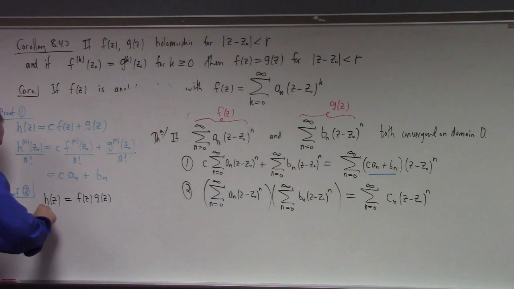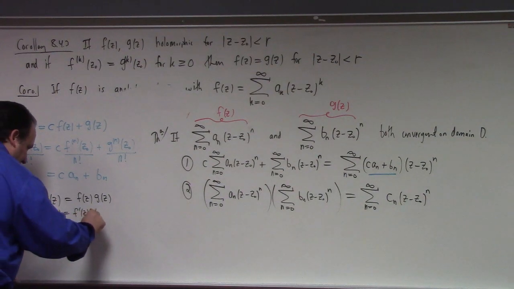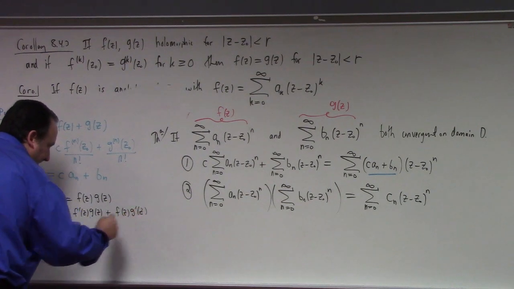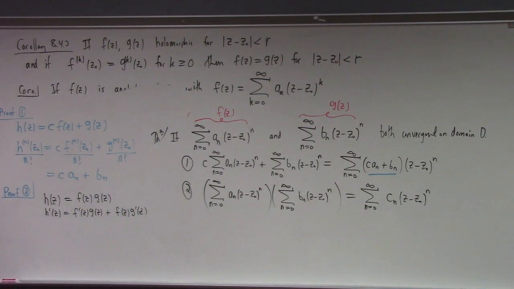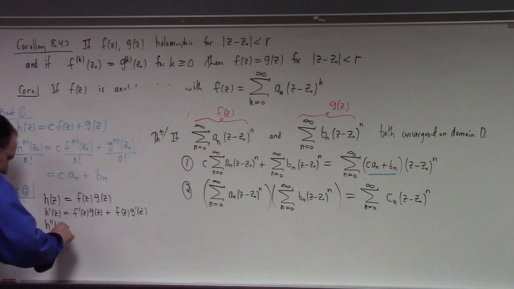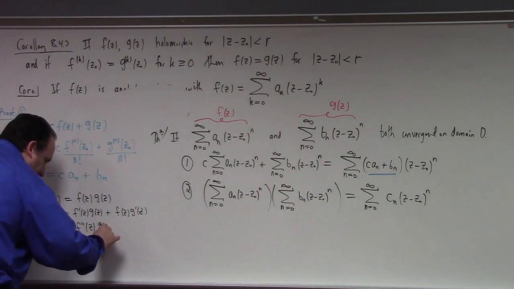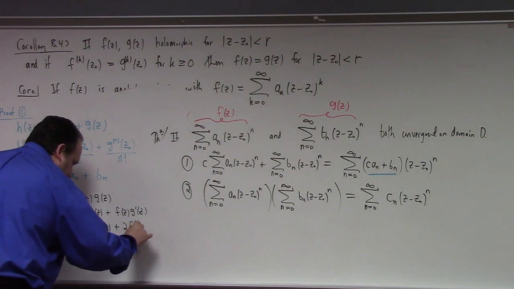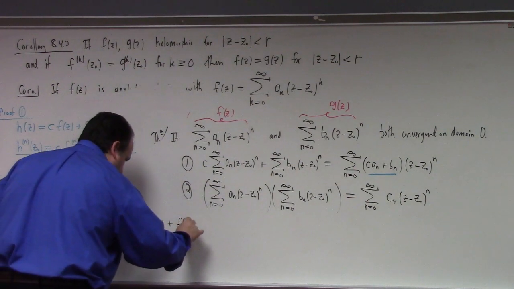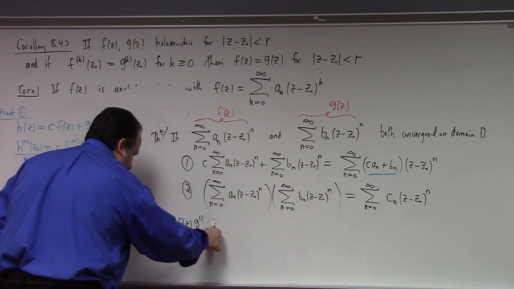So h prime of z is what? Well, it's f prime of z times g of z, plus f of z times g prime of z. What's h double prime? Well, it's f double prime of z times g of z, plus 2 f prime of z g prime of z, plus f of z times g double prime of z. No, just 2 primes. Double prime.